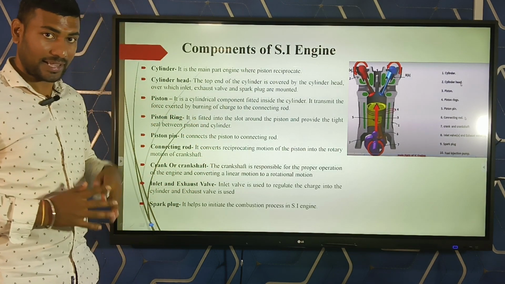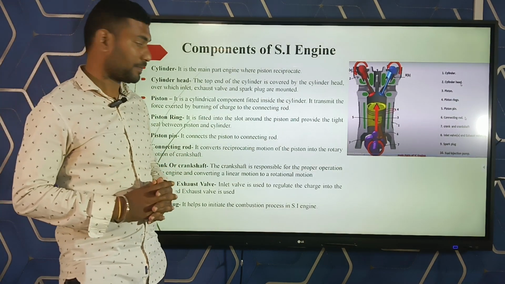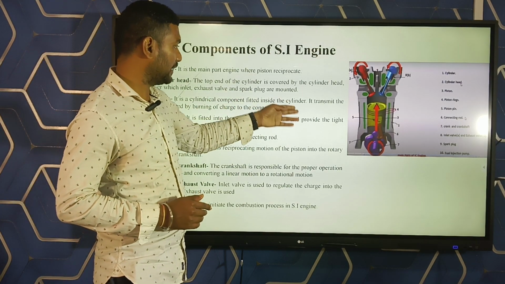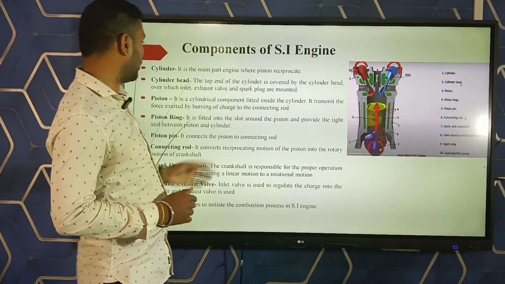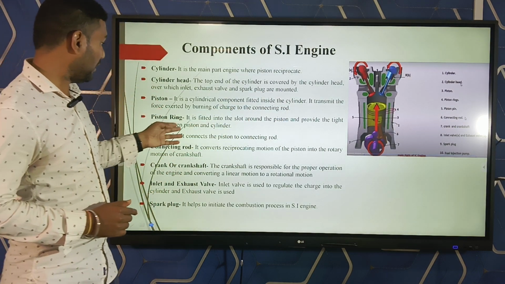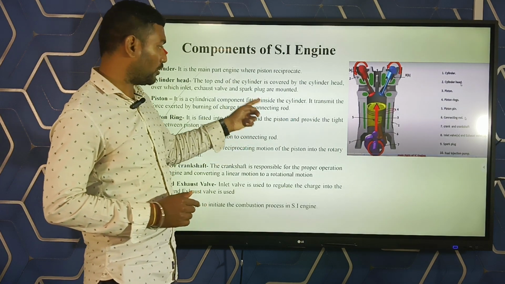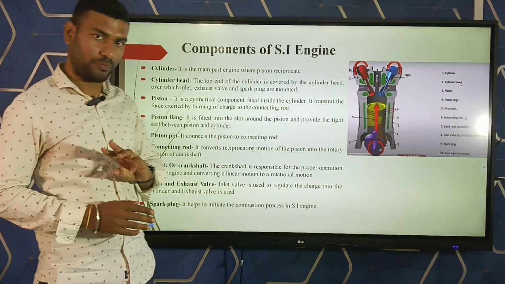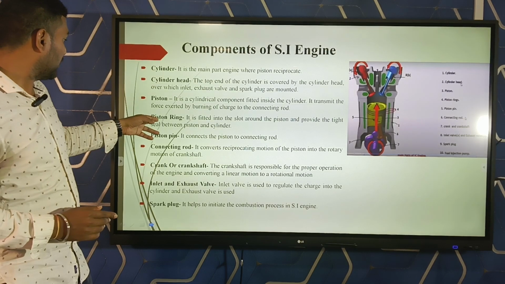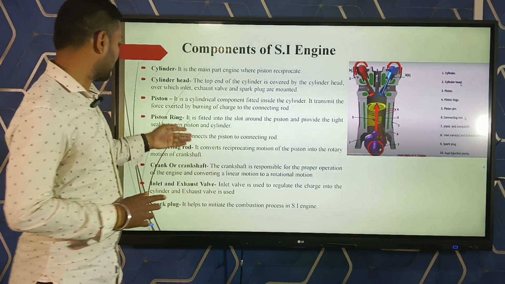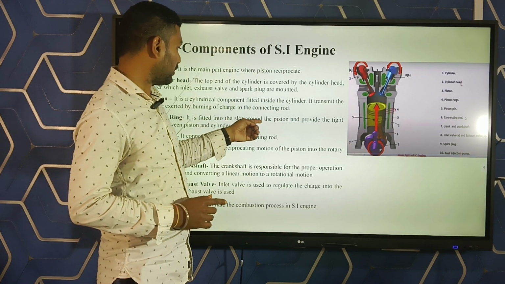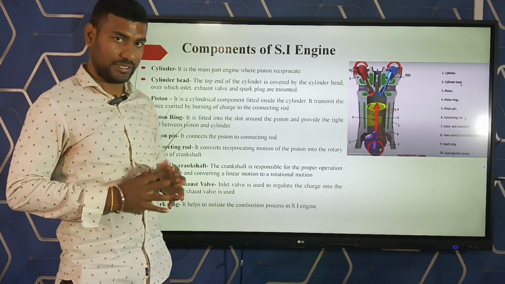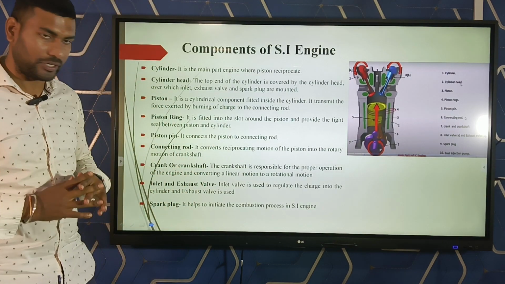Next, the third component is the piston. The piston is a cylindrical component fitted inside the cylinder. It transmits the force exerted by the burning of the charge to the connecting rod. Cylinder, cylinder head and piston, three components are complete. Next, the piston ring. It is fitted into the slot around the piston and provides a tight seal between the piston and cylinder.